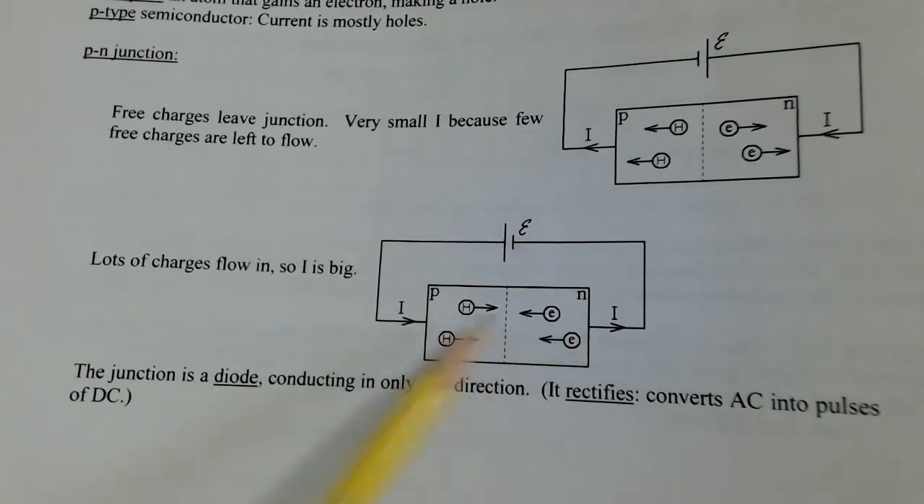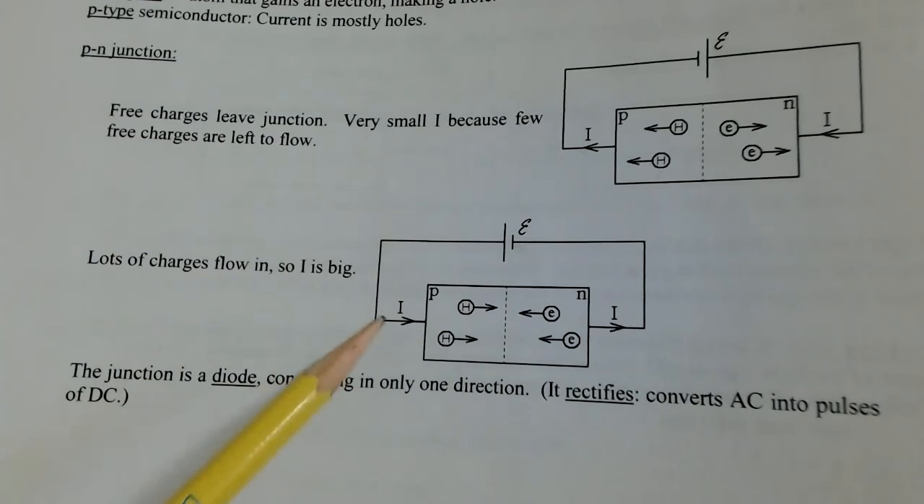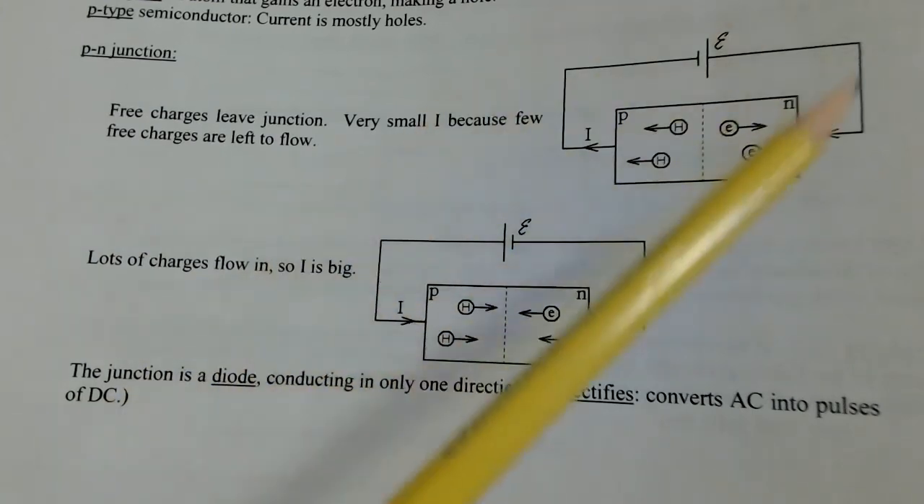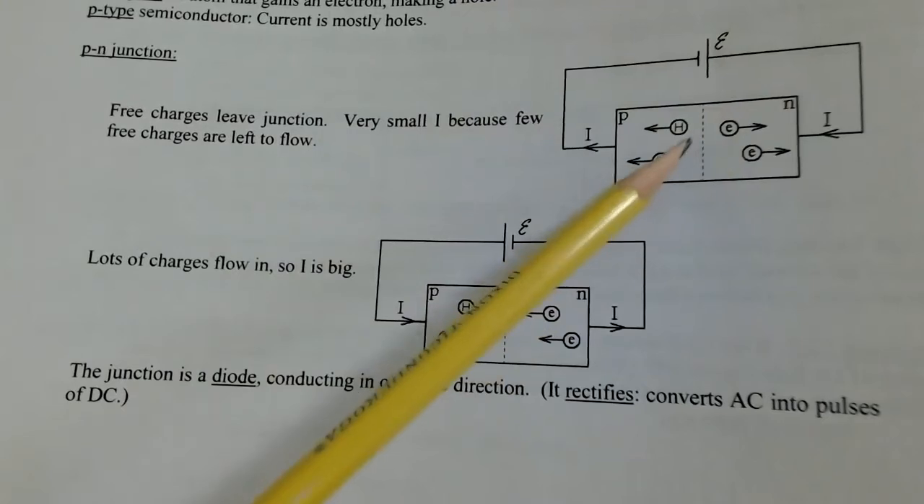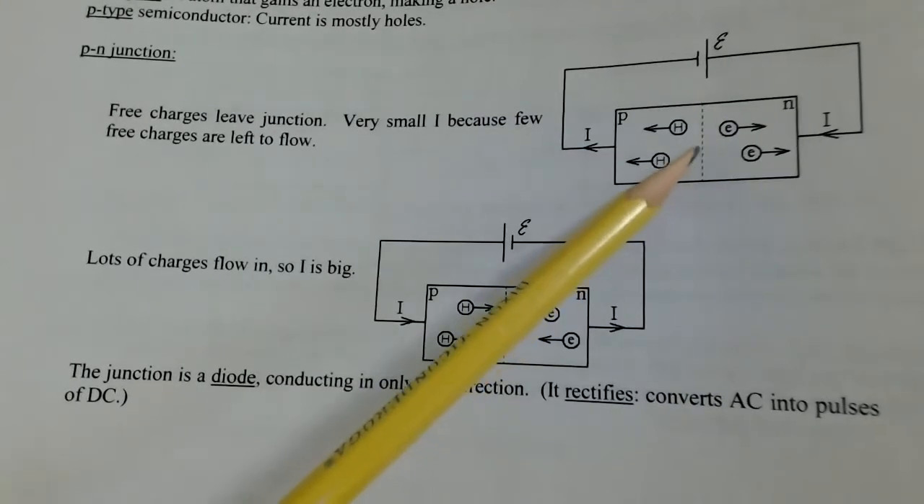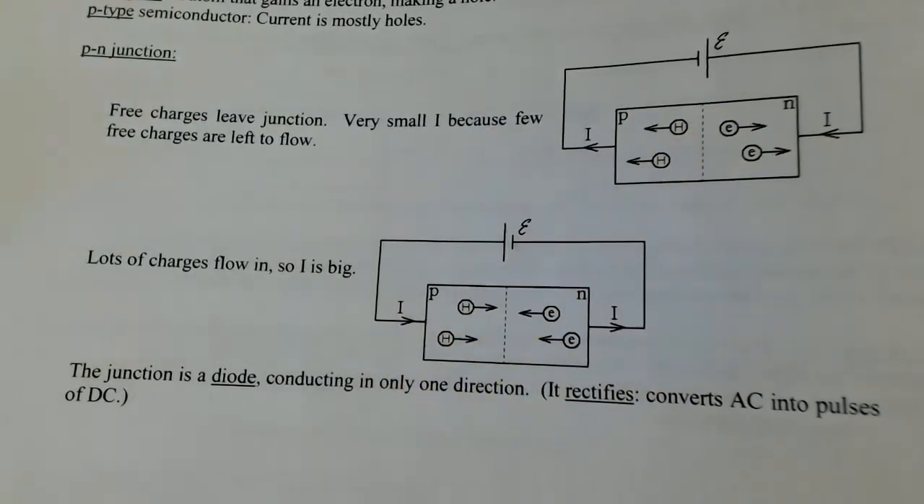So when the holes and the electrons meet at the junction, they combine with each other. And that all works very nicely, and you have a large current flowing through the diode. You turn it around so everything flows the other way. Now you're sucking all the free charges out of the junction. Electrons flow away from it, holes go the other way, so they flow away from it.